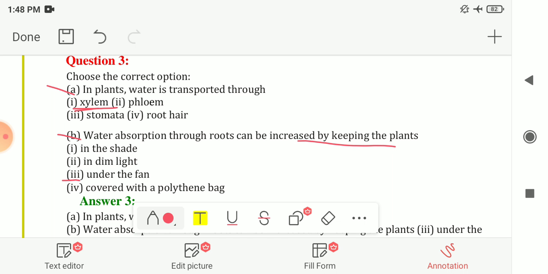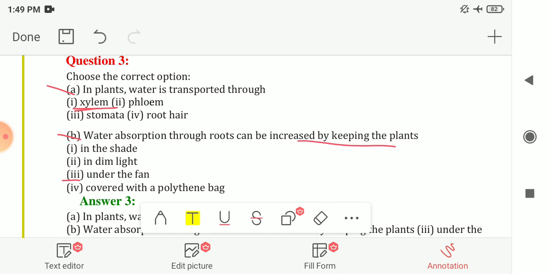If we are keeping the plant under the fan, then the water absorption through the roots will increase because of the plants' transpiration process, or the evaporation of the water into water vapor, it will speed up, and because of that the plant requires more water, so the roots of the plants will absorb more water. So here your answer is under the fan.